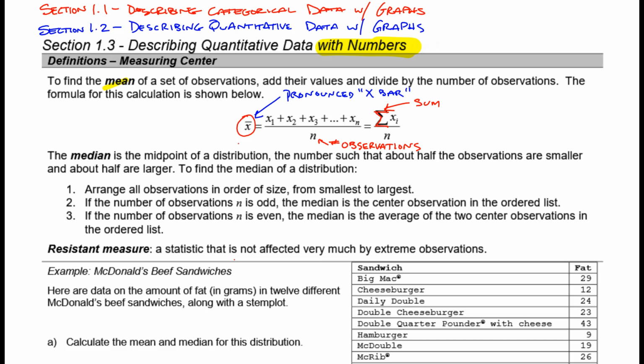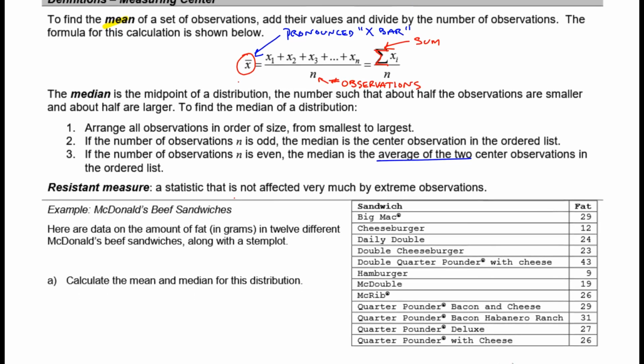To find the median of a distribution is tedious to do by hand. Our calculators will do it for us practically instantaneously, but it's important to know how it's done. So the median of a distribution is found by arranging the observations from smallest to largest. And then you have to decide if the distribution has an odd number or an even number. If it's odd, it's the middle observation, the center observation in the ordered list. But if it's an even numbered distribution, then you have to take the average of the two center observations in the ordered list.